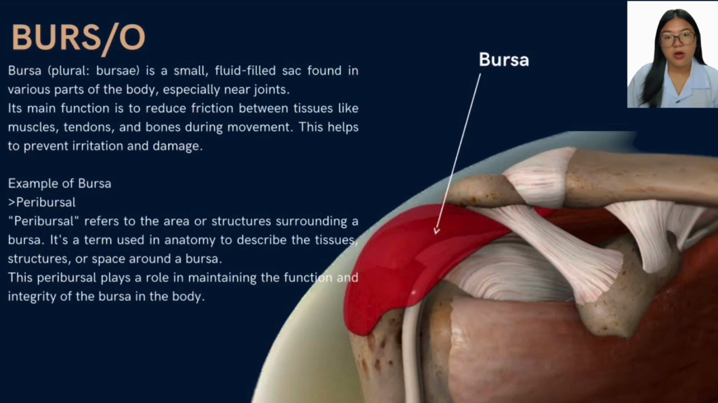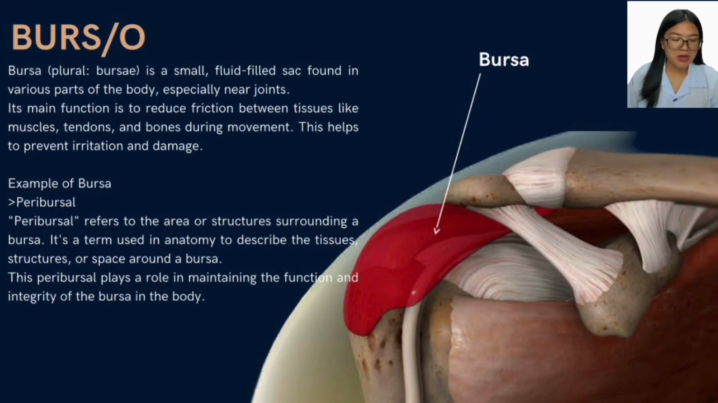Bursa, or bursae in plural, is like a small soft sac filled with a special liquid. Makikita natin ang bursa malapit sa ating joints like in our knees or elbows. The main function of bursa is to reduce the friction between tissues like muscles, tendons, and bones during movement.